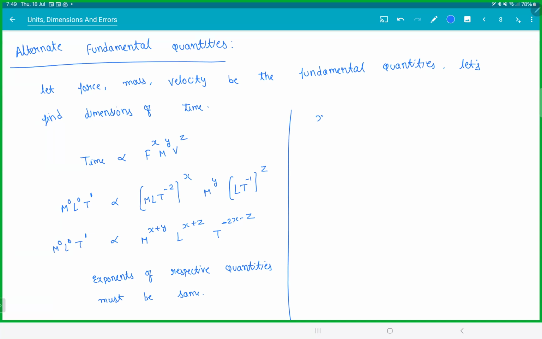So you can clearly see here x plus y is 0, x plus z is 0, minus 2x minus z is equal to 1. From here we get x is equal to minus z. Take this and substitute here. So z is equal to 1, x is equal to minus 1, and y is equal to minus x, so y is also equal to 1. That means the dimensions of time will be F power minus 1, M power 1, and V power 1.